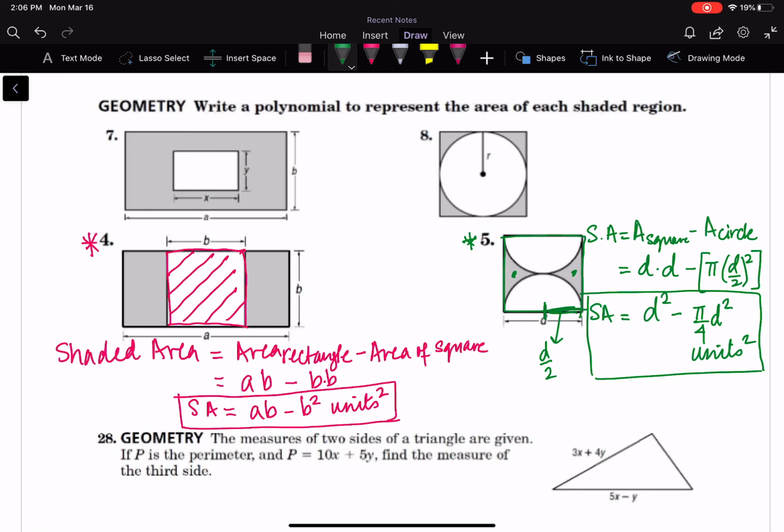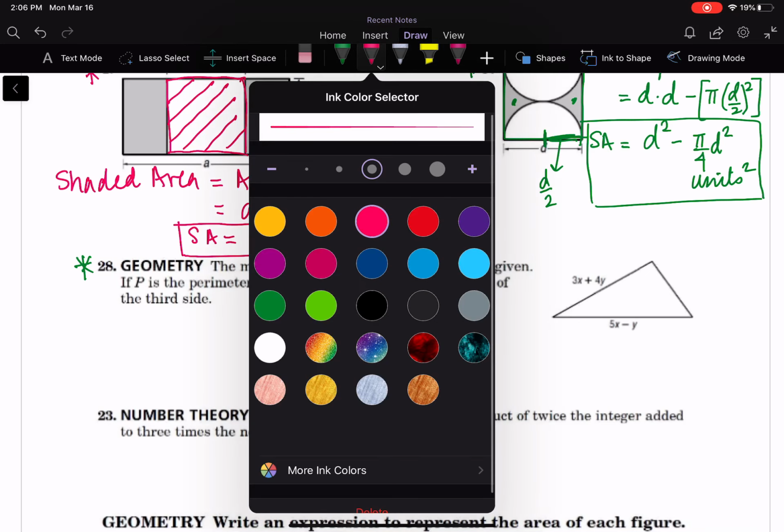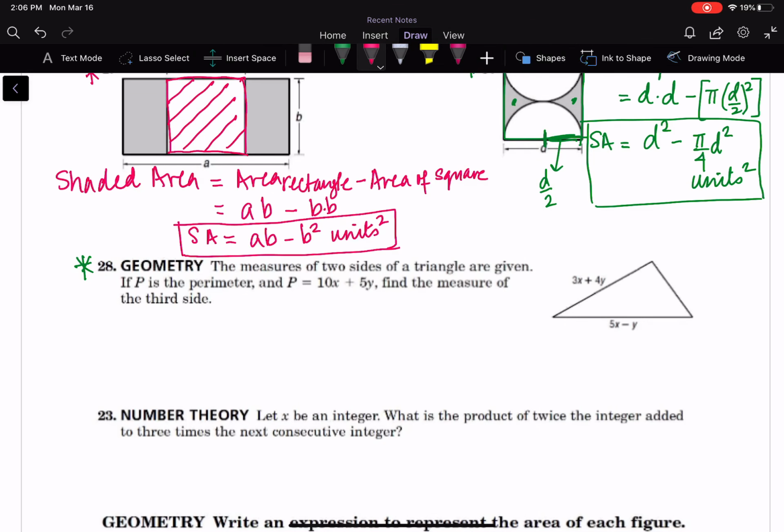Okay. The next one I'm going to show you is number 28. Number 28 is very tricky. Not difficult, but very, very tricky. So in number 28, you are given the perimeter. It says that the measures of the two sides of a triangle are given. Find the third side. So you know that to find perimeter, you have to add all three sides, right?